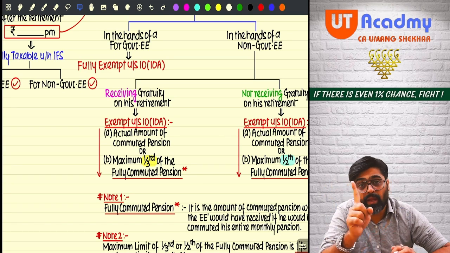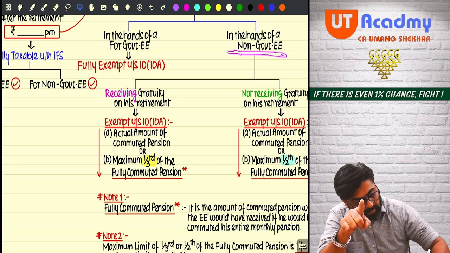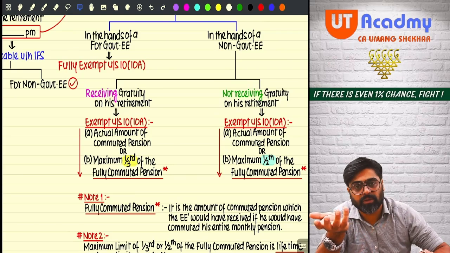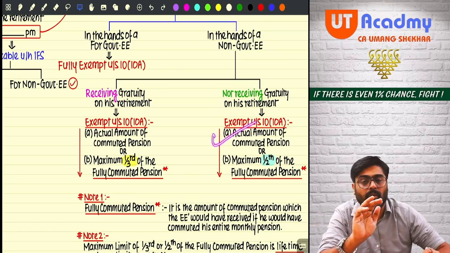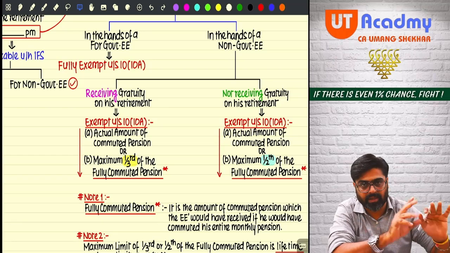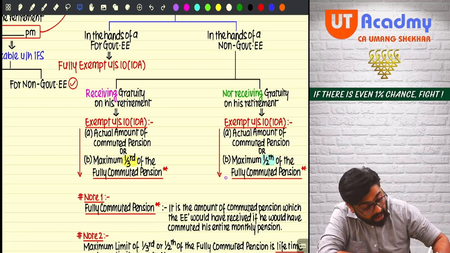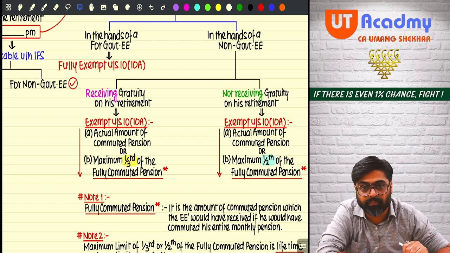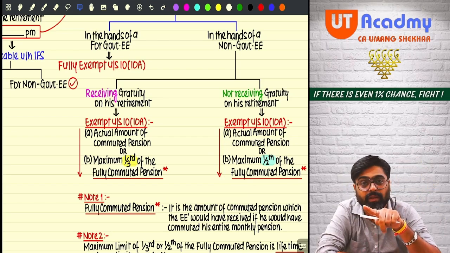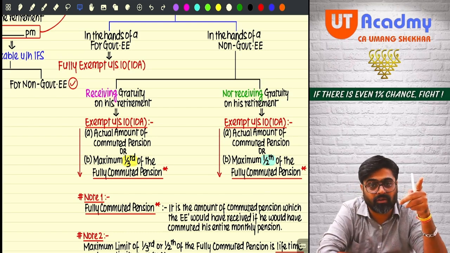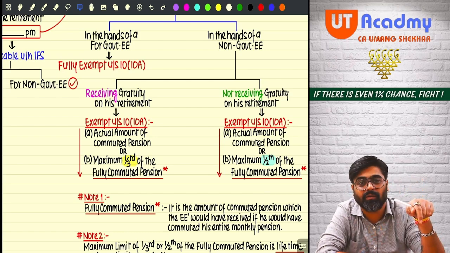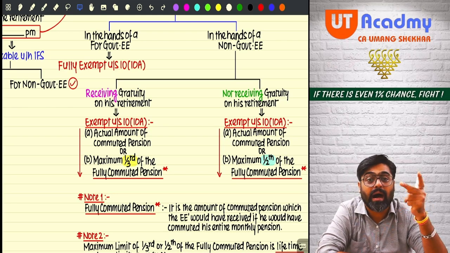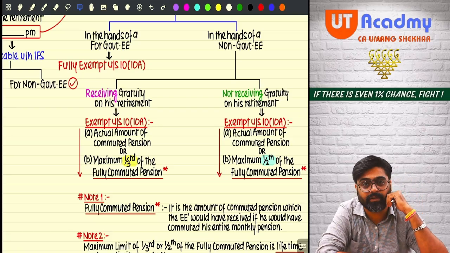Okay. Now, if that non-government employee is not receiving gratuity on his retirement, then the exemption is how much? Then they are saying that the actual amount of commuted pension which he is receiving, either that amount or half of the fully commuted pension, maximum this amount we can give you as exemption. Receiving gratuity, then 1/3. Not receiving gratuity, then half. 1/3 of what? Fully commuted pension. Half of what? Fully commuted pension.